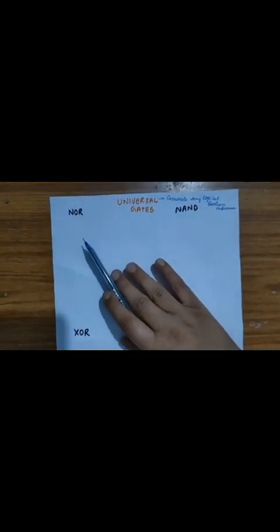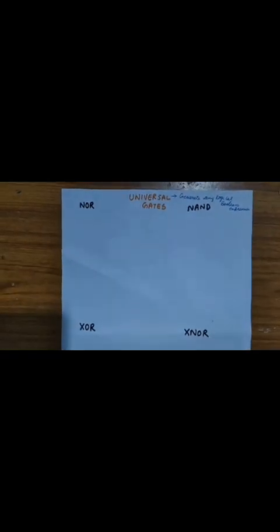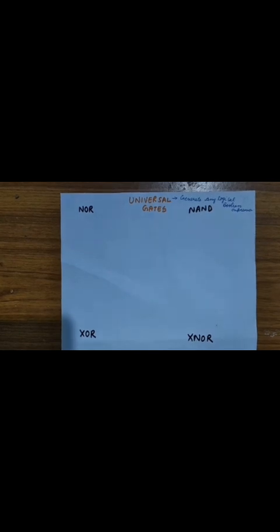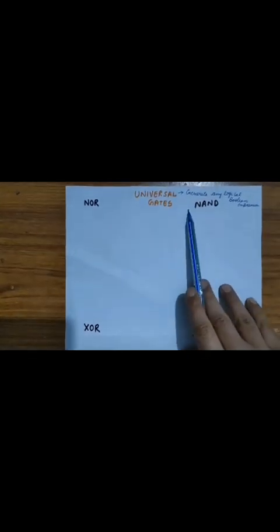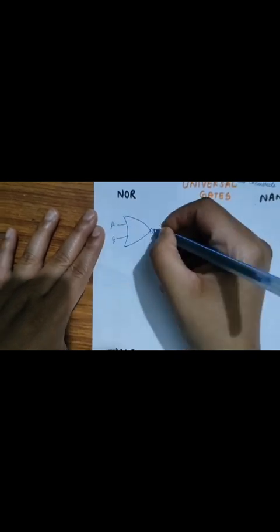NOR and NAND are known as universal gates because they can generate any logical Boolean expression, and the basic gates AND, OR, and NOT can also be created using NOR and NAND gates. So the symbol for the NOR gate is, simply we'll draw an OR gate and then put a circle in front of it, with inputs A, B. Basically it is the inverse of the OR gate.